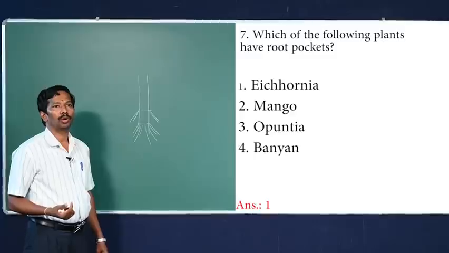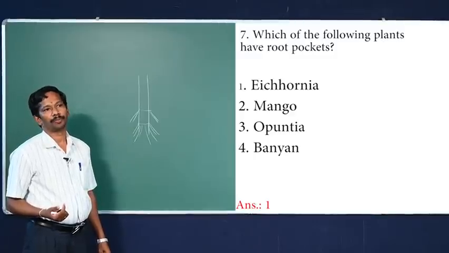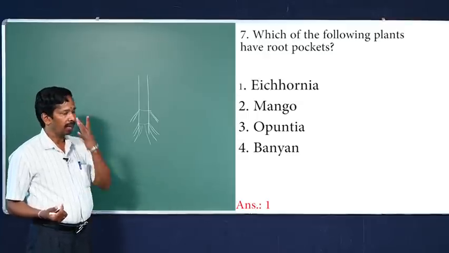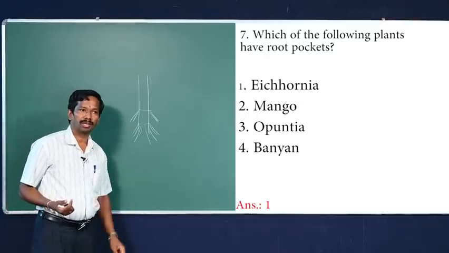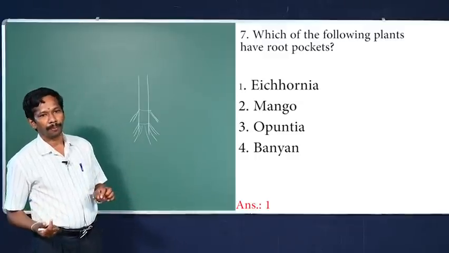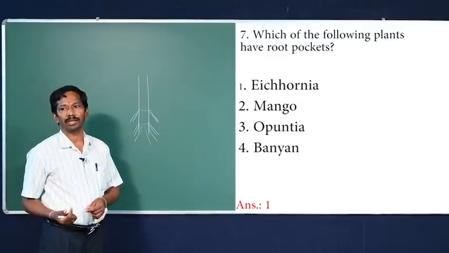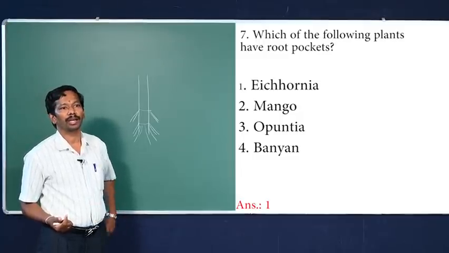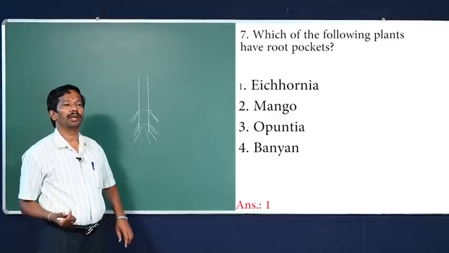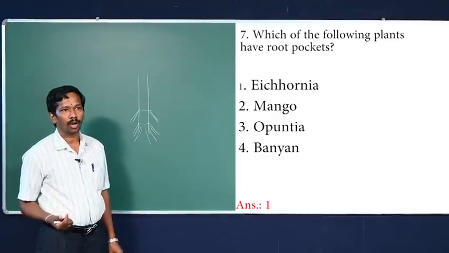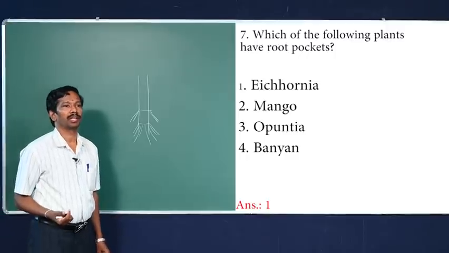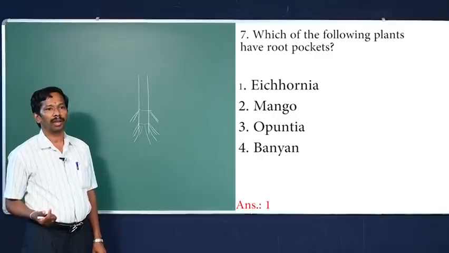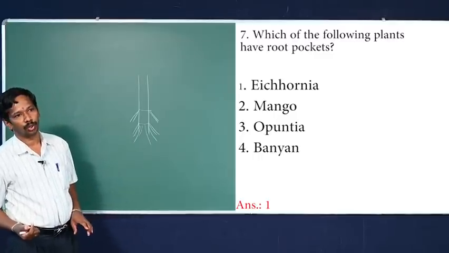Next one, which of the following plants have root pockets? First we need to remember what a root pocket is. In plants, the meristematic tissue is protected by the root cap. But in the case of aquatic plants, the root cap is non-functional, and such non-functional root cap present in aquatic plants is called root pockets, and hence the answer is Eichhornia, first option, because it is an aquatic plant, whereas other options, mango, opuntia and banyan, are terrestrial plants where root cap is prominently present. So answer is 1.